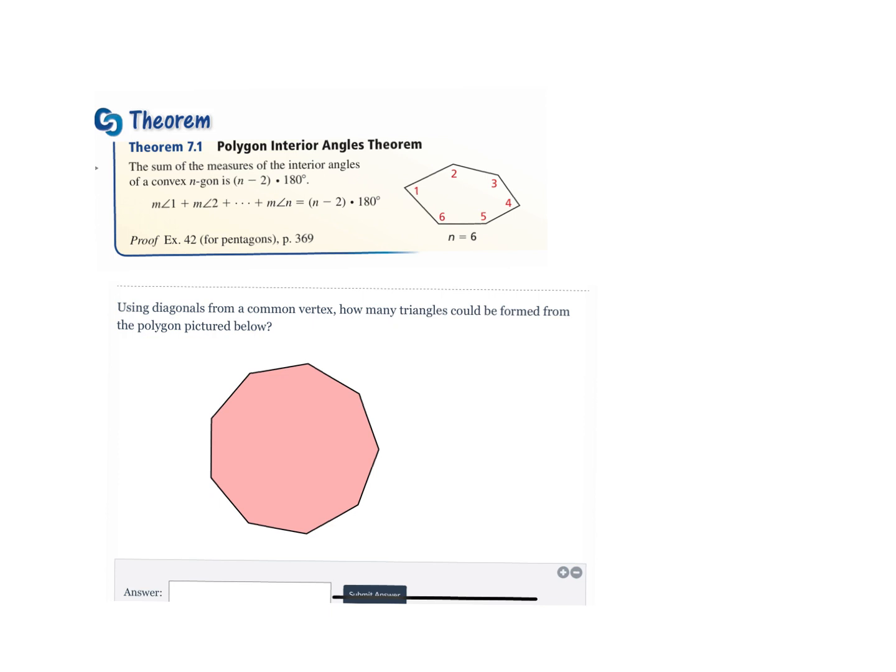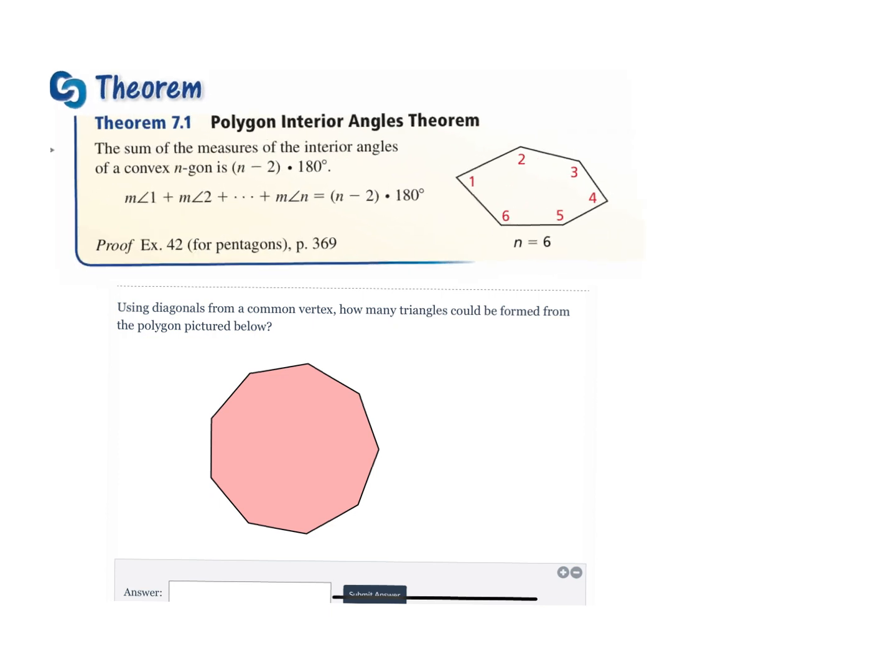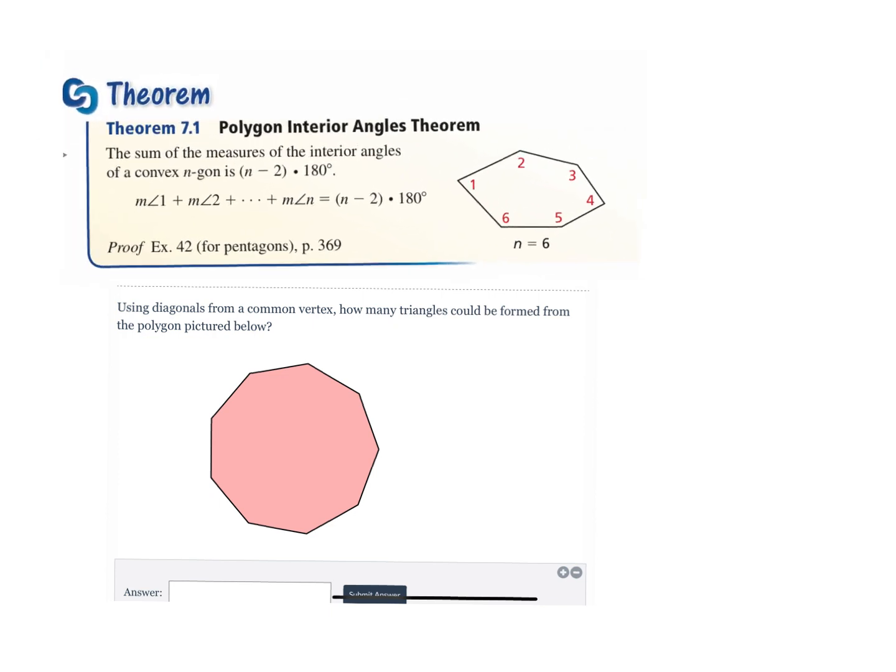All right, now here's where we're going to begin to use our theorem, where basically what we understand is that the sum of the interior angles is the number of sides minus 2 times 180. And let me explain why. Now, this first one just says to use diagonals from a common vertex to show how many triangles could be formed in the polygon below. So here's what we do.